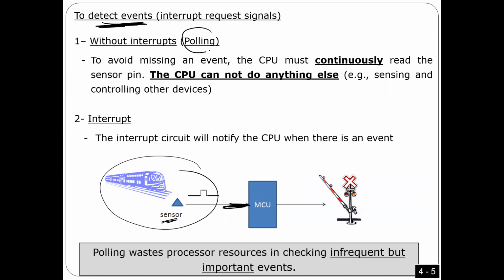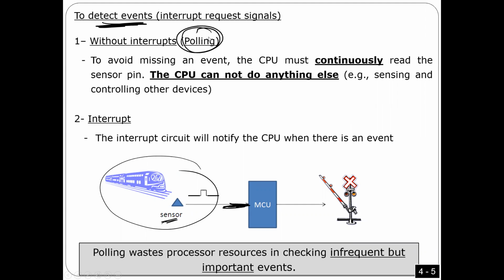That's what we call polling. Polling means, to avoid missing an event, an event here meaning the train is coming, to avoid missing a pulse, the CPU must continuously read the sensor pin. So I always have to check this pin, right? The CPU cannot do anything else. Otherwise, if you don't check the pin and you do anything else, you may miss this event. So you cannot do anything else. That's what we call polling.